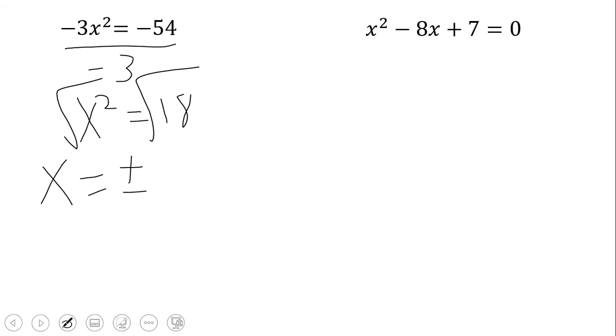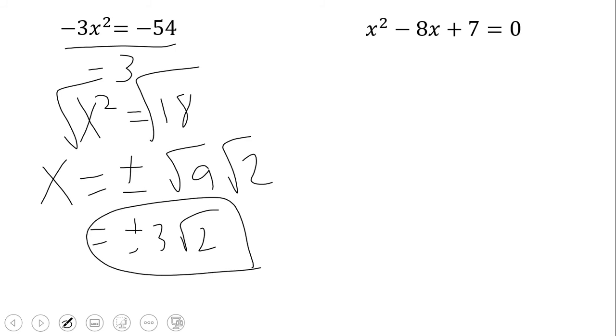The square root of 18 has to be simplified. So the biggest perfect square in 18 is 9, which goes in twice, which means your final answer, simplify the square root of 9, gives you plus or minus 3 radical 2.